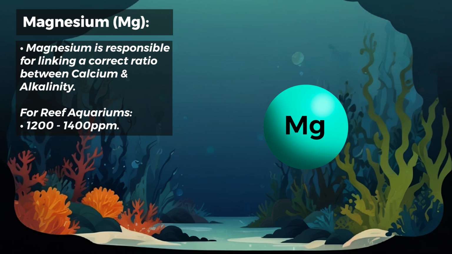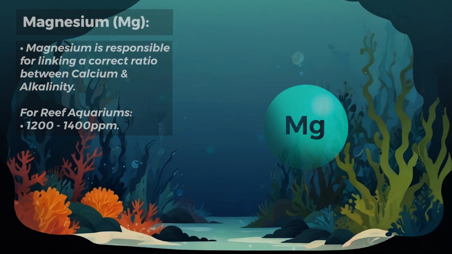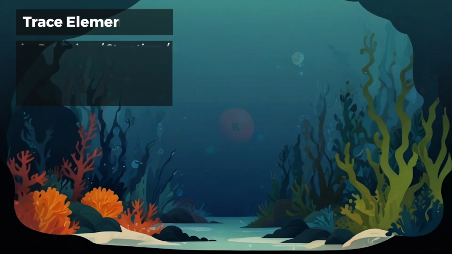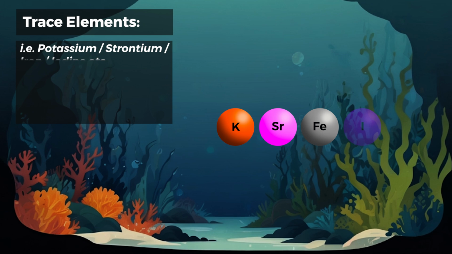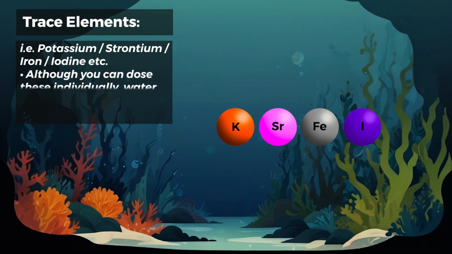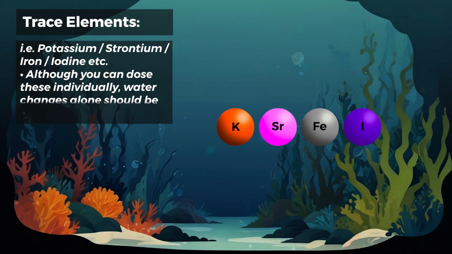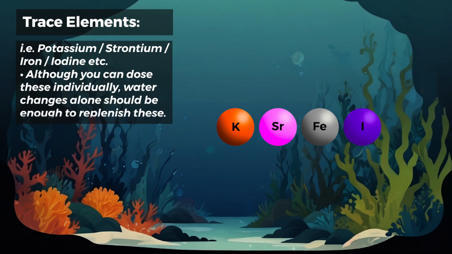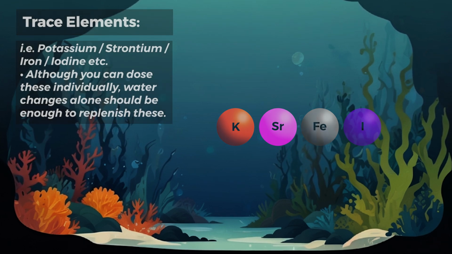The ideal range for magnesium in reef tanks is 1200 to 1400 parts per million and is not really a major concern for fish-only tanks. There are also trace elements like potassium, strontium, iron and iodine, etc. Reef tanks need these in small amounts, and unless you're getting super advanced, you do not need to dose these individually. Regular water changes should be enough to maintain the balance and the correct ratios.